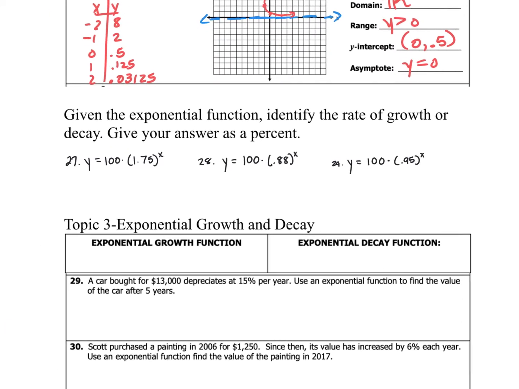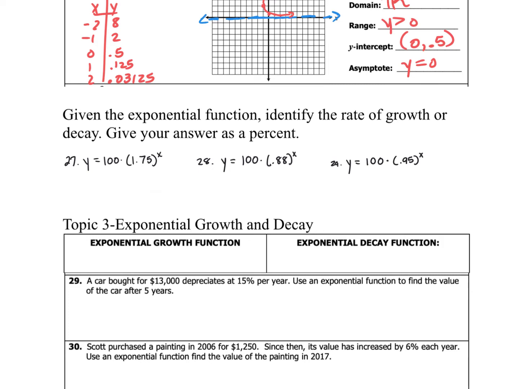Now, given the exponential function, identify the rate of growth or decay. Now, I taught you exponential growth and decay, and the exponential growth formula says that if the function is increasing, then you would add the rate to 1. And if the function is decreasing, then you would subtract the rate from 1. I said r both times, it's 1. So looking at these functions, I can tell very quickly if they're growth or decay. This is growth because it's greater than 1. This is decay because it's less than 1. And this is decay because it's less than 1.